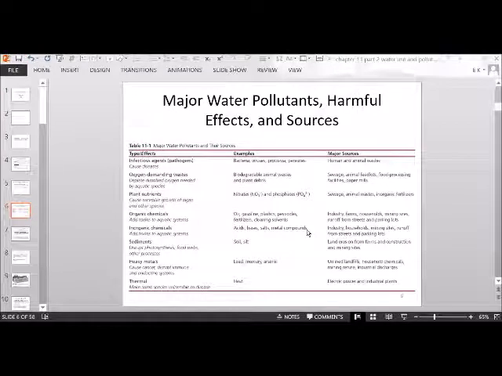This is a list of major water pollutants, their harmful effects, and the sources. So you see on the left, it shows you the various types of water pollution, heavy metals, infectious agents, and then it gives you the examples in the middle column, and then the sources are in the right column. So you could read through that.